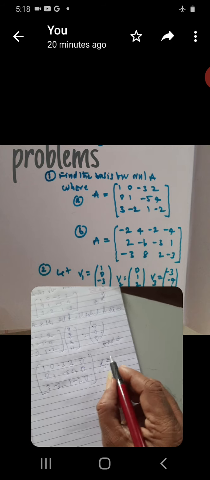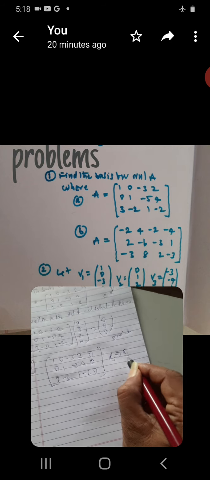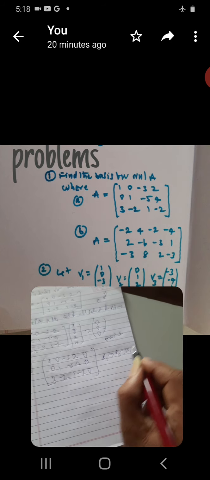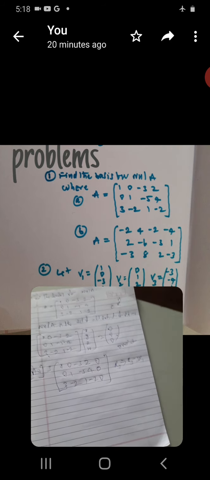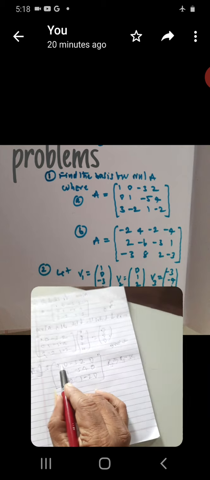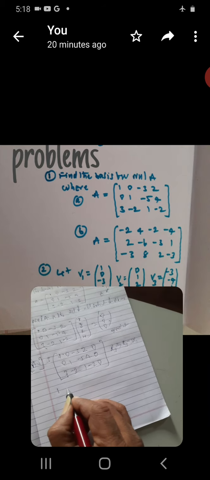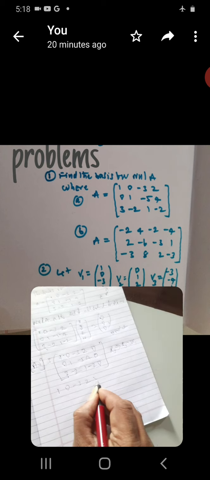R3 minus 3 R1. R3 is multiplied here by 3. 3 times 1 and 3 minus 3 is 0. In that case, the first row is not changed: 1, 0, minus 3, 2, 0.